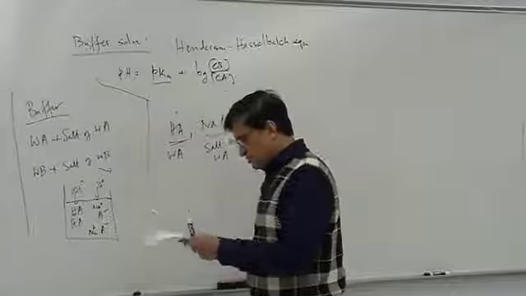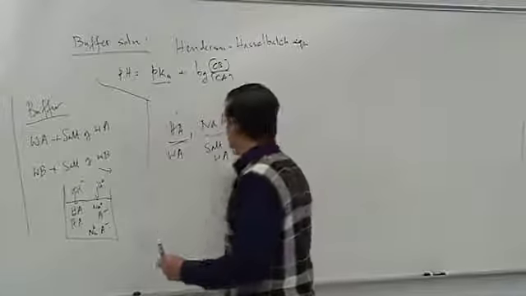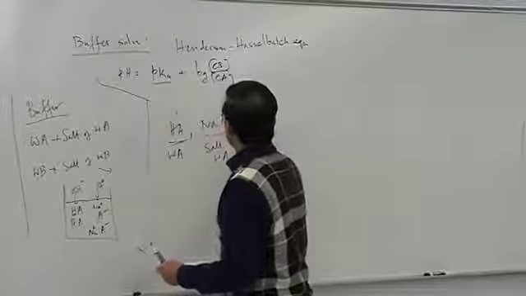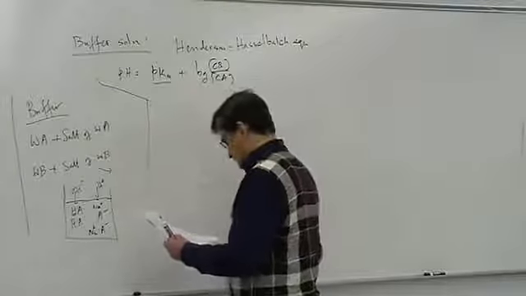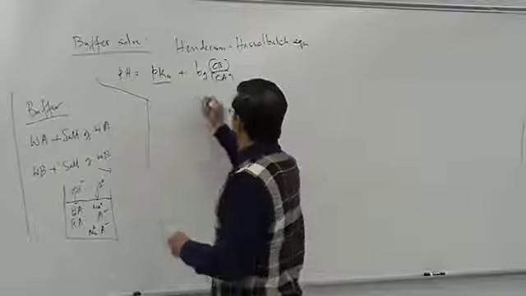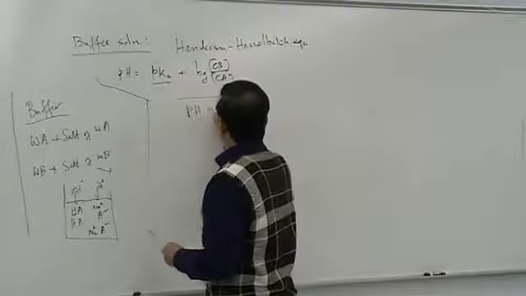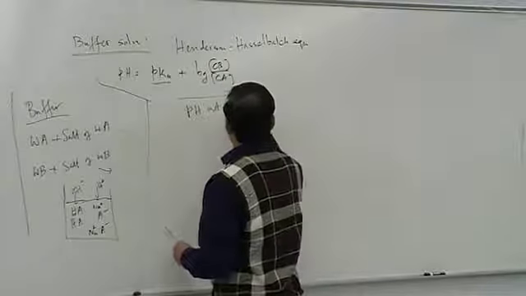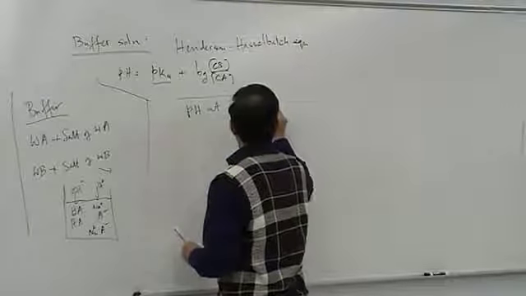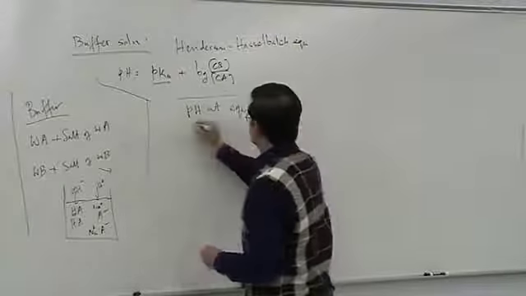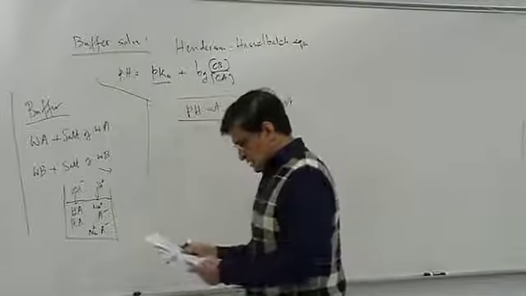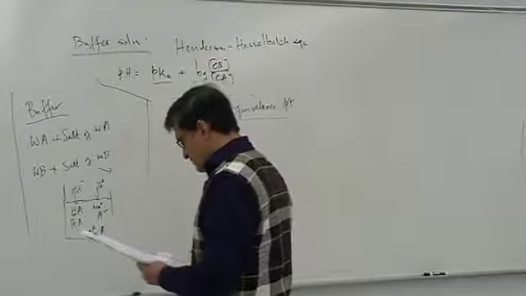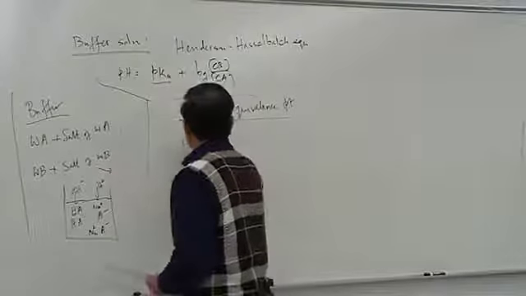Next we'll be asking you a pH calculation at equivalence point when you do the titration. So, pH at equivalence point. Let's assume that I have methylamine. This is called methylamine, CH3NH2.